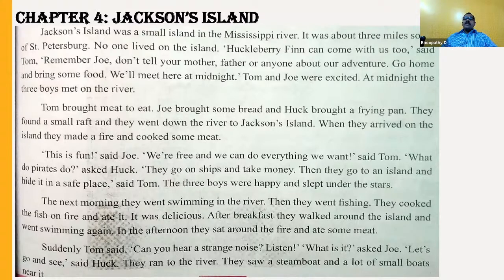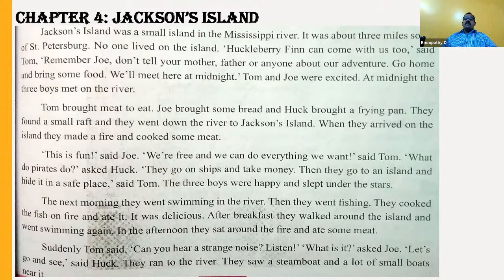They reached the island. When they arrived on the island, they made a fire and cooked some food. I mean, they cooked meat and ate some bread. They enjoyed very happily. They were very free.